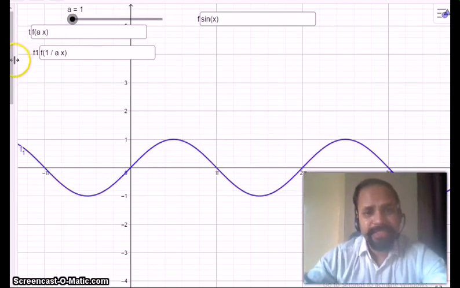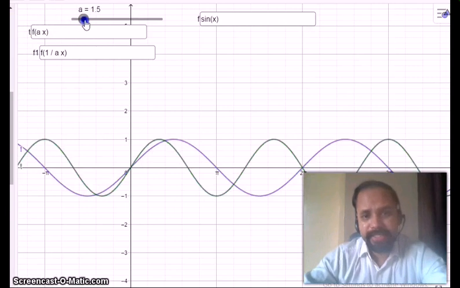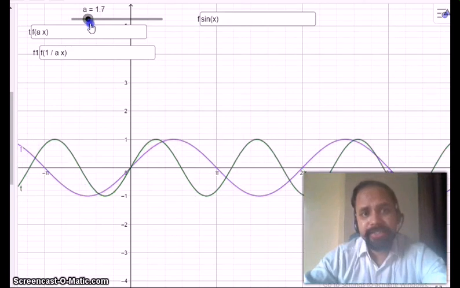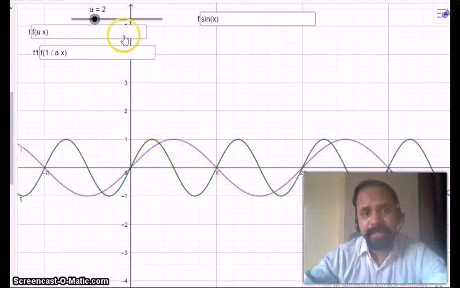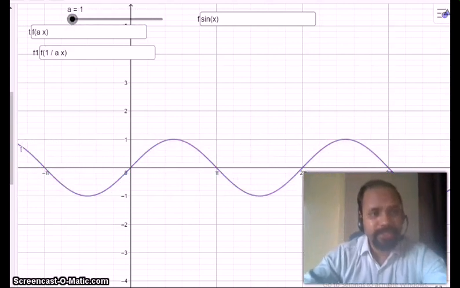Okay, and let's see both the graphs together, that is f of ax and f of 1 by ax. Let's see. If you see this one, when a equals 1, it is pi, and when it is 2, then this comes to pi by 2 and so on. Okay, simply these are the properties.